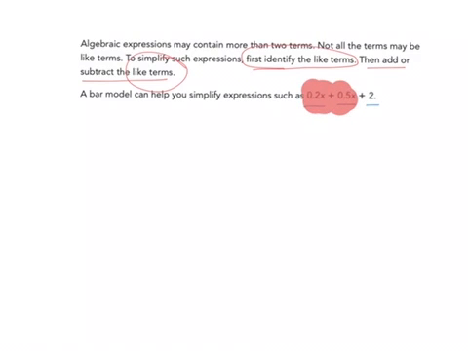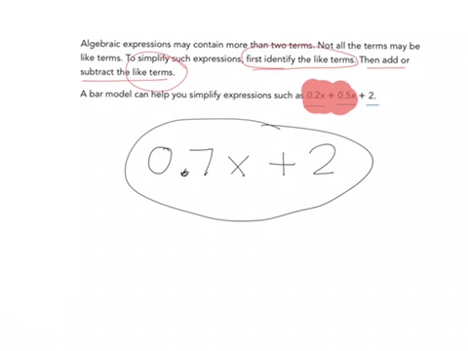This and this are both like terms, so I am allowed to combine those. The plus 2 is a constant, it is an unlike term, so I'm not allowed to combine that. If I add together 0.2 and 0.5, I get 0.7x plus 2. And that is as simplified as that one can get. You cannot add those together because they are unlike terms.